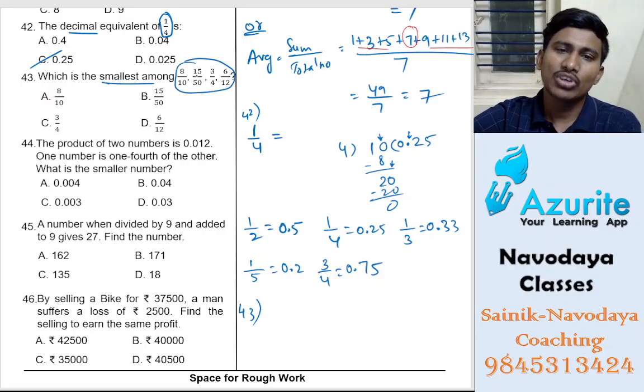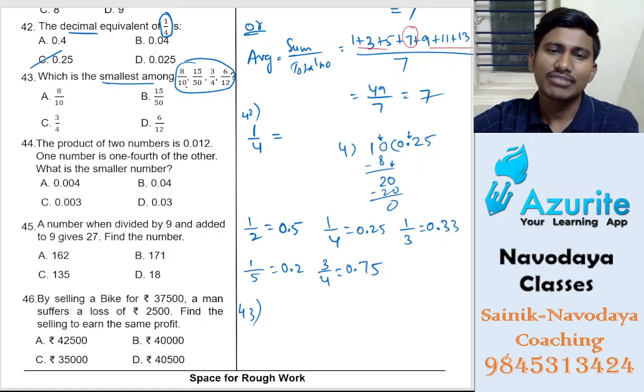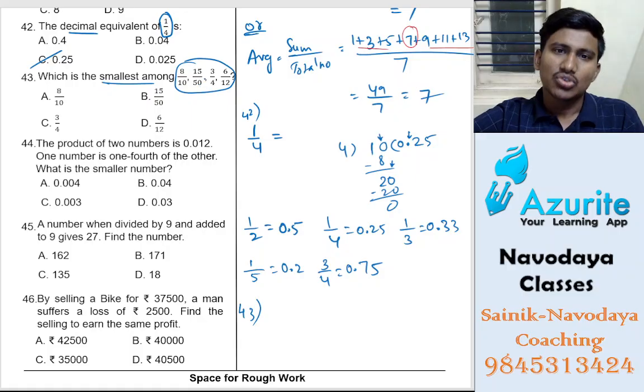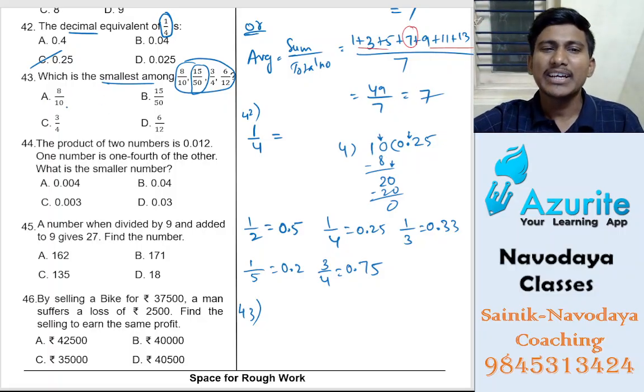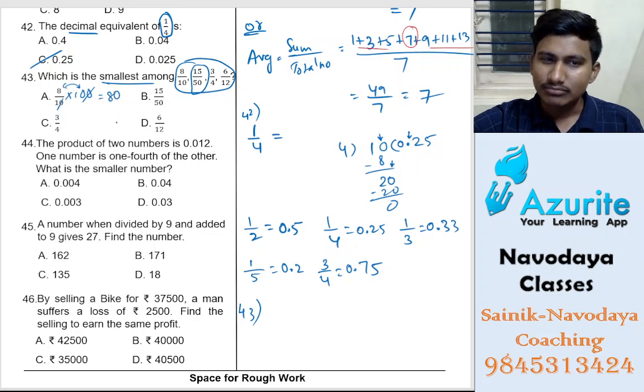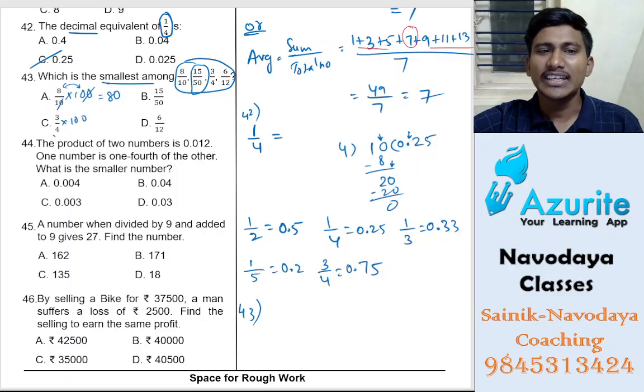So if you want to find the smallest, we can do it in many ways, right? Here the smallest is 15 by 50. You go with options, that will be easy. Here 8 by 10 is there, so you should multiply with 100, I told you. 10 cancels here, so it will be 8 into 10. 8 into 10 is how much? Answer 80. Now here multiply with 100. 4 25s are 100, 25 3s are 75 here.